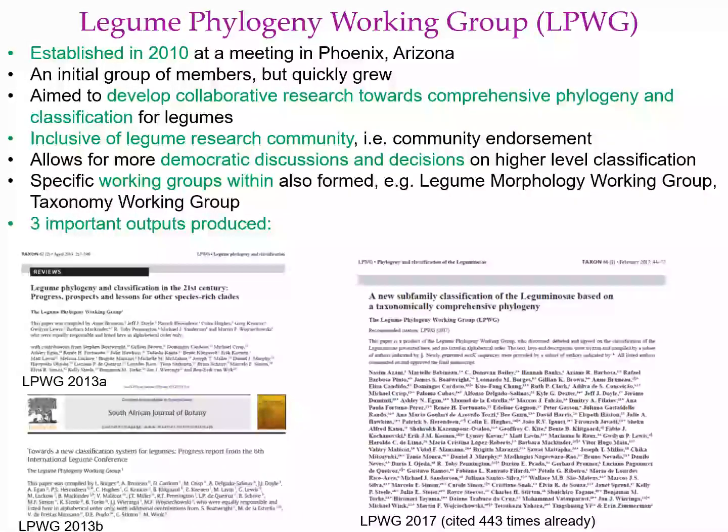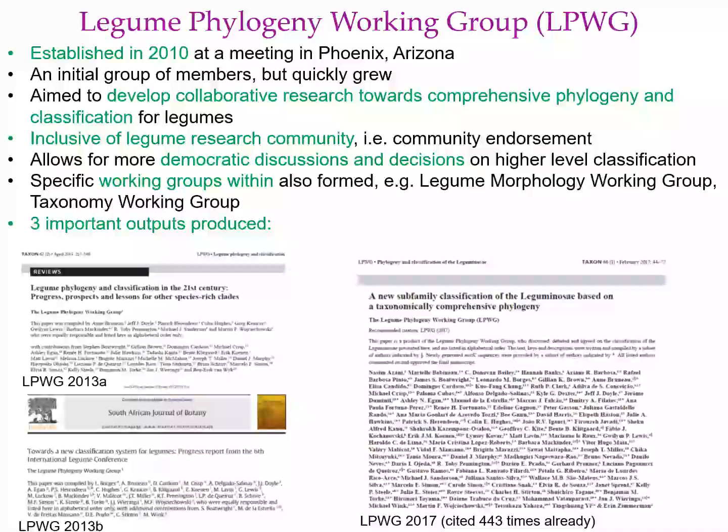In 2010, what we call the Legume Phylogeny Working Group was established at a meeting in Phoenix, Arizona, with an initial group of members, but it grew quite quickly to become an internationally inclusive organization or group. And the aim was to develop collaborative research towards a comprehensive phylogeny and then classification for the legumes. And this was mostly also then focused around the questions of the subfamily classification.